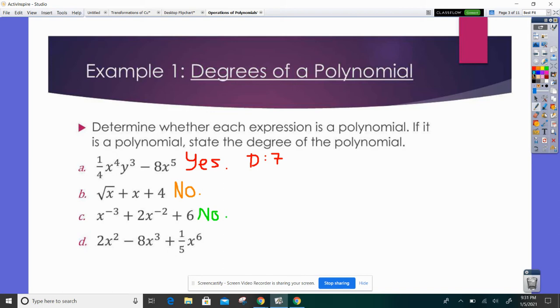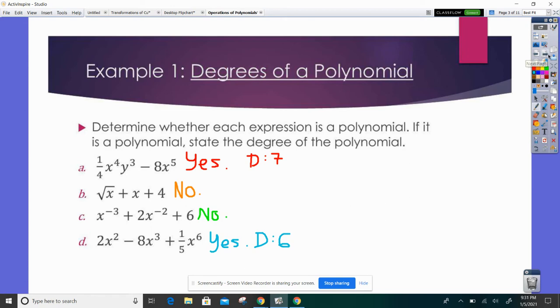The last example we have is 2x squared minus 8x cubed plus 1/5 x to the sixth. All of those exponents are non-negative and integers, so it is a polynomial. And since it is a polynomial, we can find the degree. All right, now again, remember your degree is your largest exponent. So if I look at all of those terms, I can see my largest exponent is 6. So the degree of this polynomial is 6.